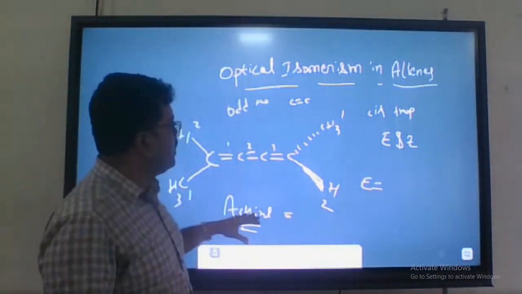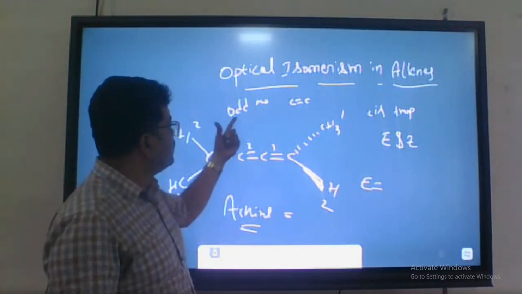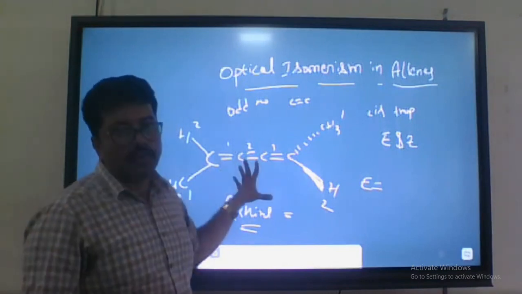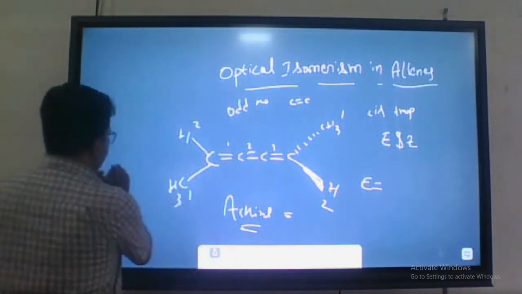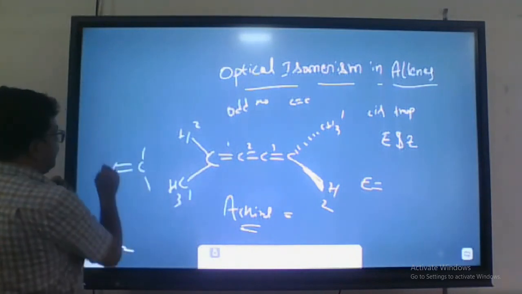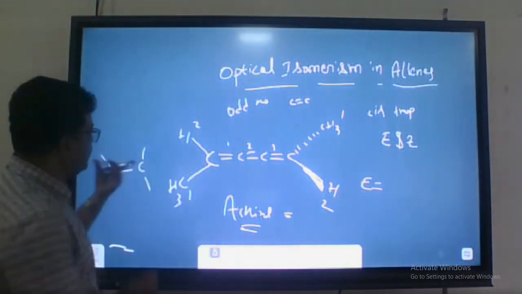Here the molecule is chiral because it contains an odd number of double bonds.